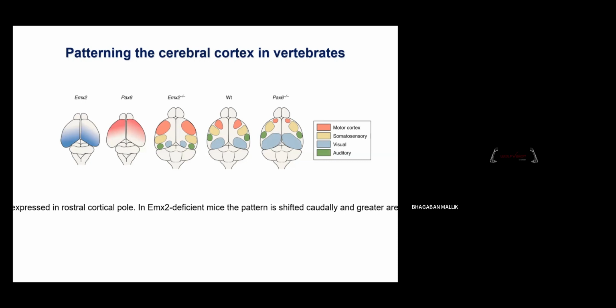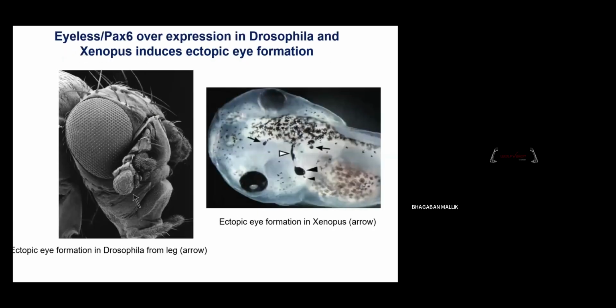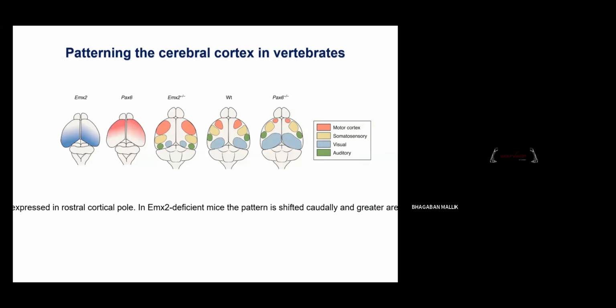Again, in the forebrain you have two distinct compartments. You have EMX1 and EMX2 in the telencephalon. Like in the previous slide, in the telencephalon you have two distinct hemispheres: the anterior half, which is EMX1, and the posterior, EMX2. EMX2 and PAX6: PAX6 is expressed in the anterior part of the brain, and EMX2 defines the posterior part, the posterior cortex.